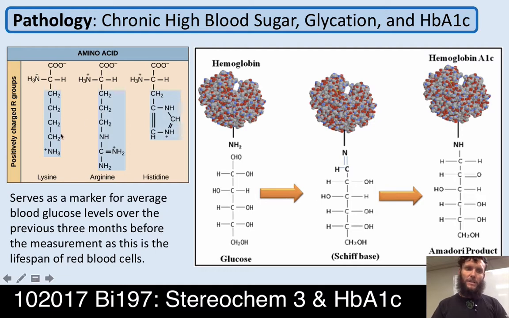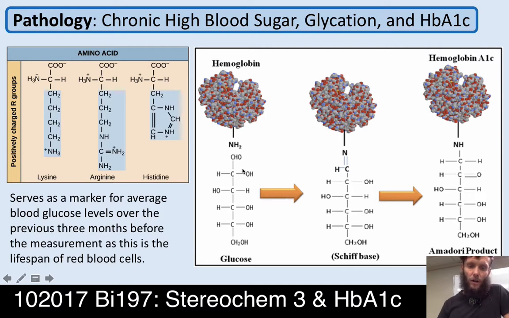One of the things that happens involves the amino acids on the surface of your hemoglobin, the molecule in your red blood cells that transports oxygen from the lungs to your tissues. The positively charged or basic amino acids sticking off of it are these three here: lysine, arginine, and histidine, all nitrogen-containing amino acids that are positively charged. These NH2 groups, these amine groups, are sticking off the hemoglobin molecule.